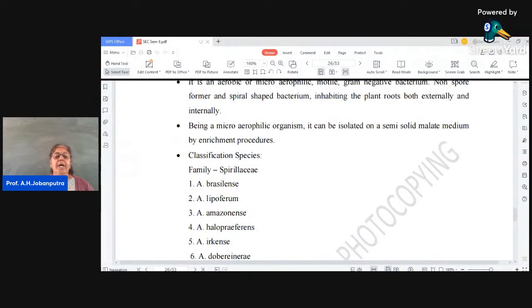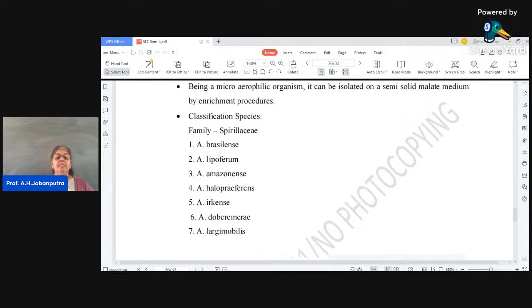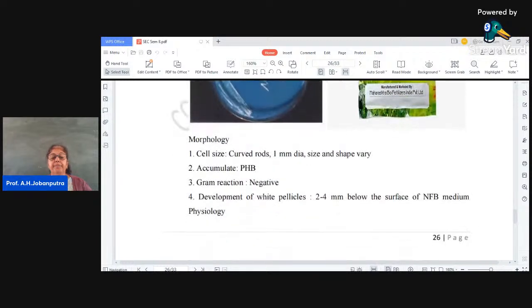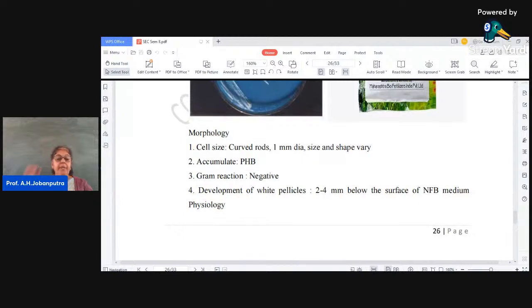So Azospirillum brasilense, Azospirillum lipoferum, Azospirillum amazonense, halopraeferens, irakense, doebereinerae, largimobile. These are the various species of Azospirillum. If you see the growth of Azospirillum on the malate medium, it looks whitish. They are slightly curved rods, 1 millimeter in diameter.